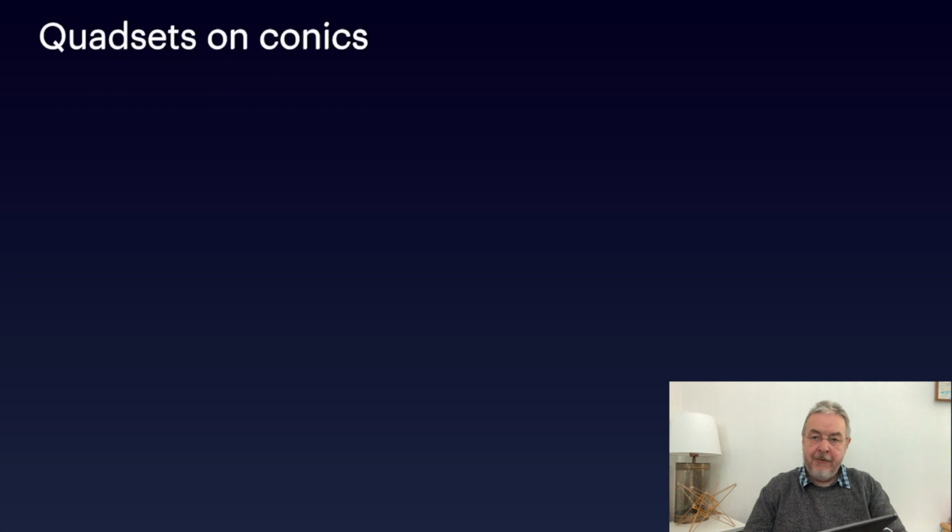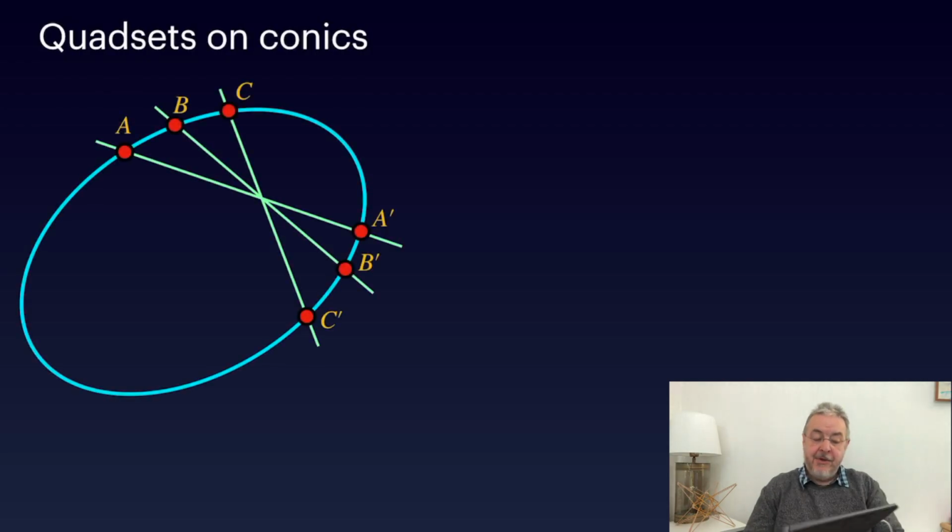Although they at first sight seem to be more complicated than harmonic sets, it turns out that they have a very, very nice representation on the level of conics. And for that, consider this extremely simple drawing that I've done here. So I simply take three lines that intersect at one point, and I cut these three lines with a conic, and I get 6 points on the conic.